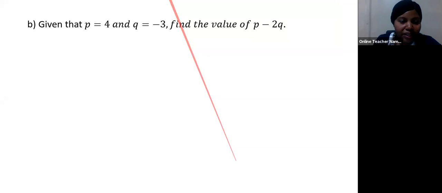Question B. Given that P equals 4 and Q equals -3, find the value of P minus 2Q. So what we are supposed to do is to expand. 2Q is the same as 2 times Q. Let's do that.